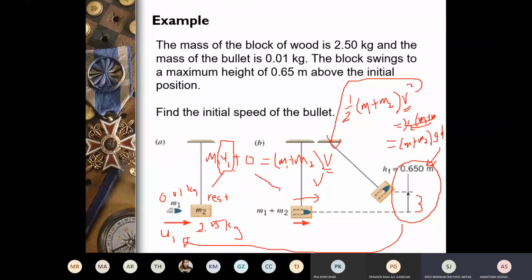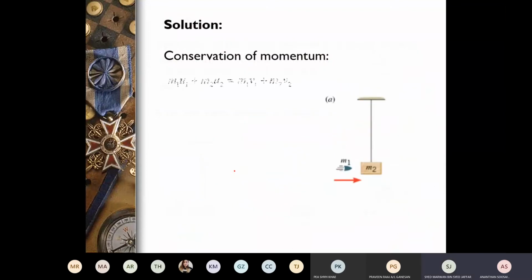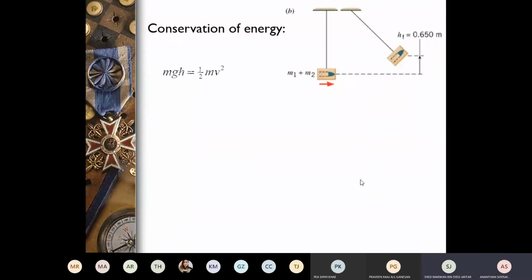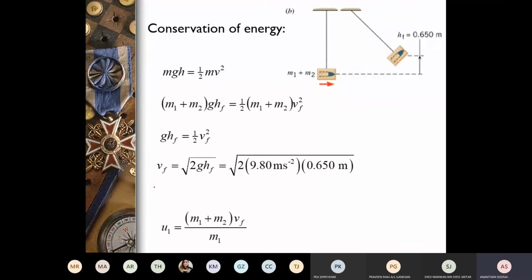Okay, so anyone got the answer? Maybe the next slide. So use conservation of momentum: M1 U1 plus M2 U2 equals M1 V1 plus M2 V2. When the bullet strikes the block, momentum is conserved. We are looking for U1. Vf is the final velocity going up. Through conservation of energy, mgh equals half mv squared. The height rises, the potential energy equals kinetic energy. So from here we can find the final velocity. Then we substitute the final velocity into the U1 equation and you get your initial velocity. So anyone got the answer? What's the answer?